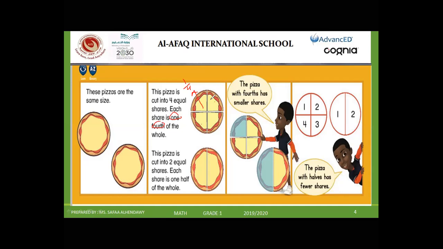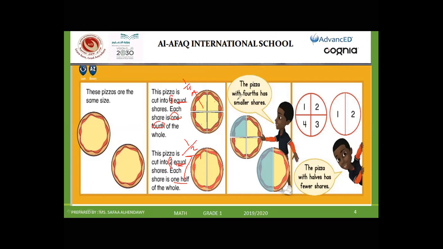Of the whole. And here, this pizza is cut into 2 equal parts, not 4. Yes, we must have the word equal. Why? To have the same size, I must have all the shares the same size to be equal. Each share here is 1/2. Here 1/4, but here what? 1/2. How will I write it? 1/2, of the whole.